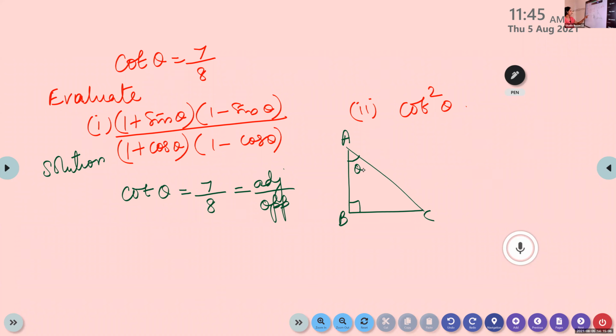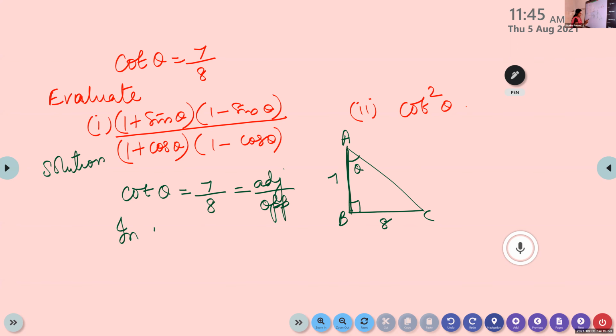So cot theta is adjacent by opposite. Which is the side adjacent to theta? AB, we can take it as 7, and the opposite side we can take as 8. Instead of ABC, you can name it PQR or XYZ. You mark one of the acute angles as theta. So cot theta is 7 by 8, which is adjacent by opposite.